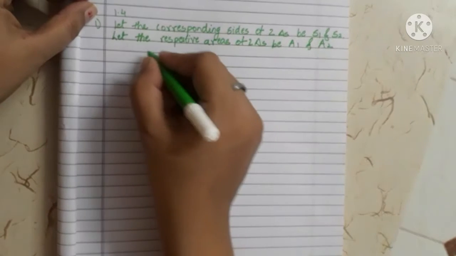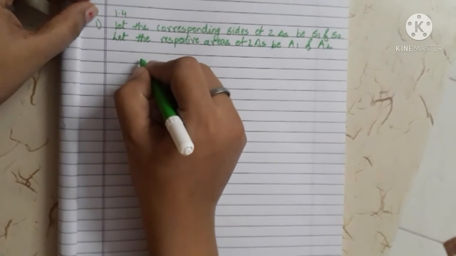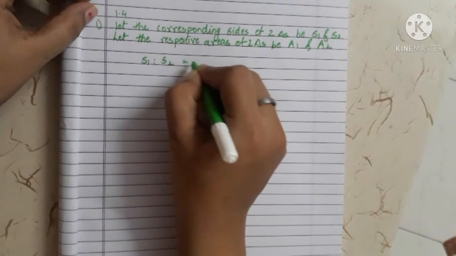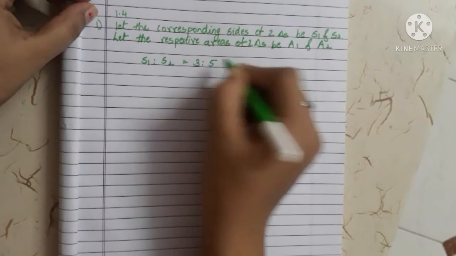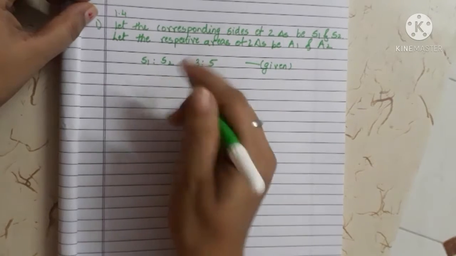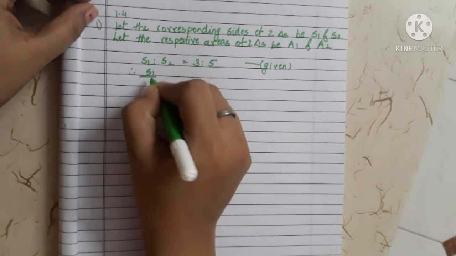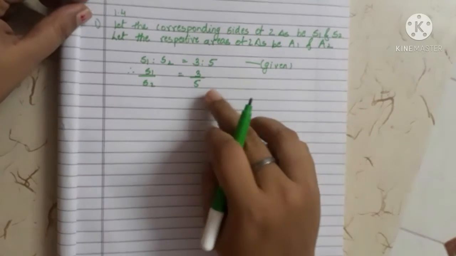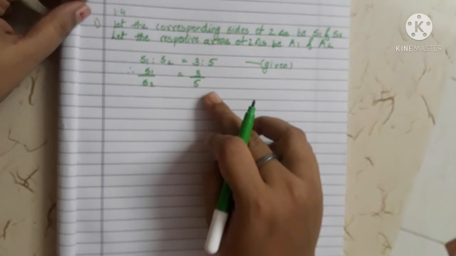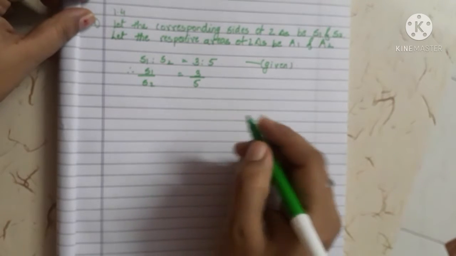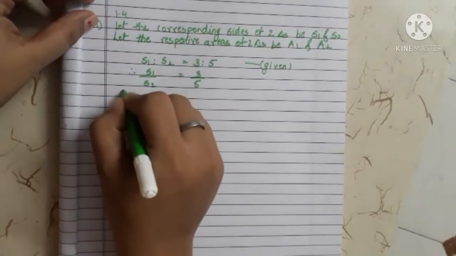Okay. The ratio of the sides is given, children, that is S1 is to S2 is equal to 3:5. So we will write given value. Now this we can write as S1 upon S2 is equal to 3/5. In the question we have to find out the ratio of their areas. So we know the theorem of the ratio of areas of two similar triangles. So we will write the theorem here.